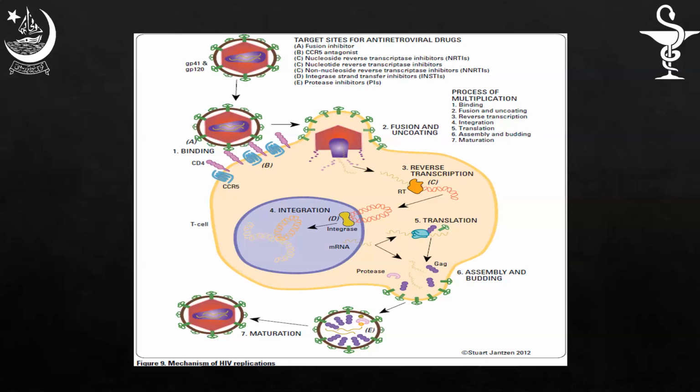And now at the very end, we have protease inhibitors, which target another viral enzyme, which is important for the HIV, known as protease. This is required by the HIV to mature into infectious virions. Some examples of protease inhibitors include atazanavir and darunavir.